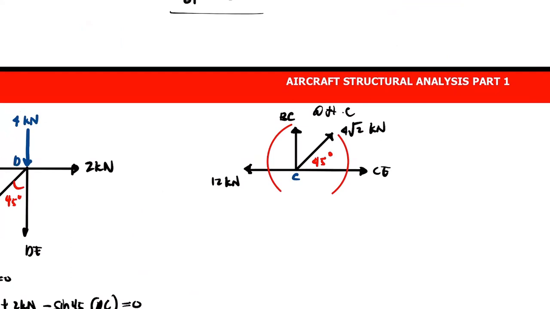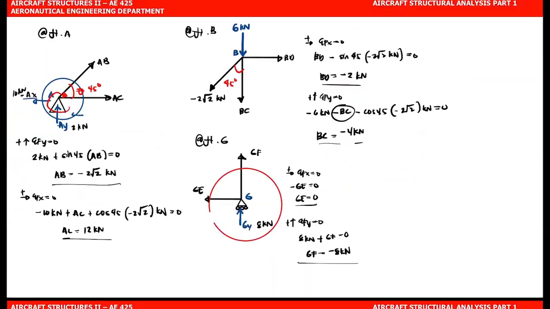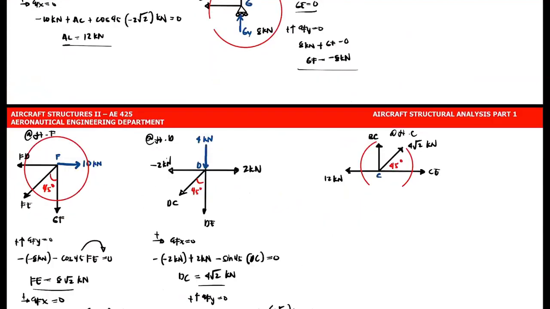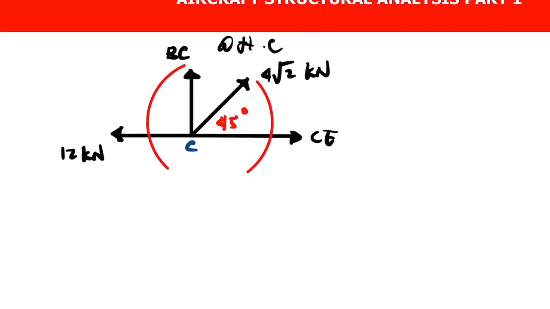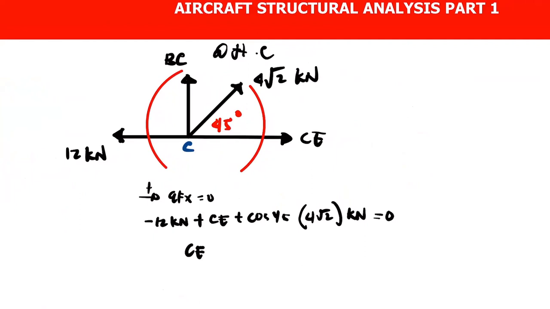Okay? So, summation forces X, para makuha yung ating CE kasi meron na tayong BC kanina. Tama, no? BC natin is negative 4 kilonewton. So, by summation forces X is equal to 0. Going right is positive. Meron tayong negative 12 kilonewton plus CE. And then, positive cosine 45, 4 square root of 2 kilonewton is equal to 0. And CE is equal to 8 kilonewton.